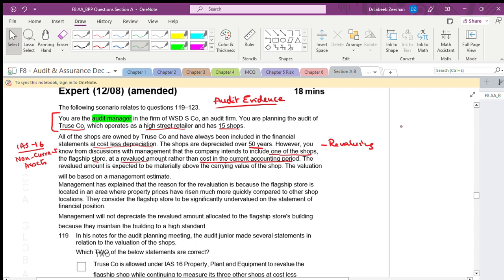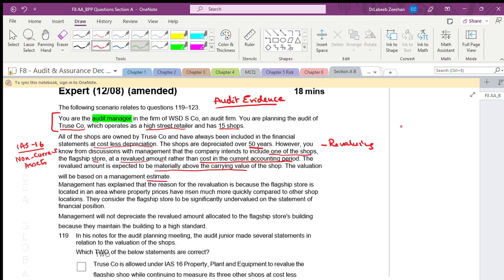The revalued amount is expected to be material above the carrying value of the shop. They are exclusively revaluing the flagship store, while the other stores are included at cost. It's not going to be like that. There will definitely be inconsistency. The valuation is based on the management estimate.